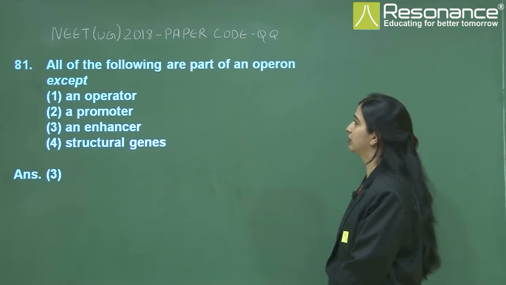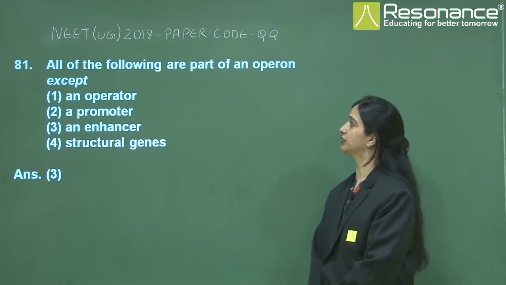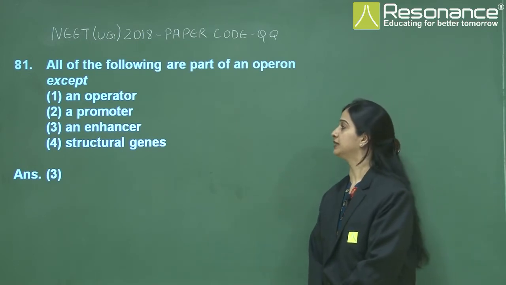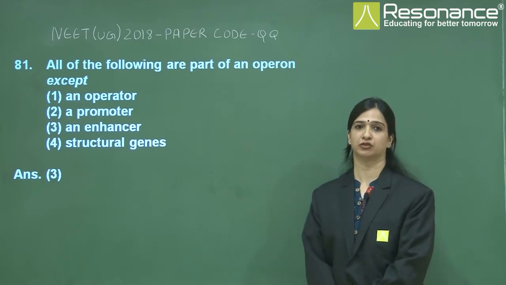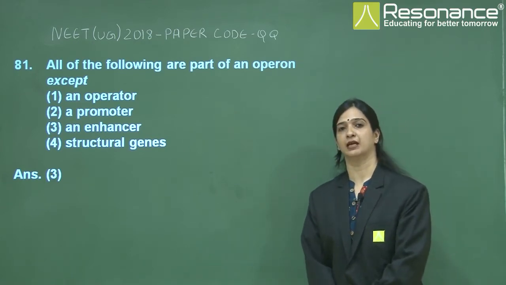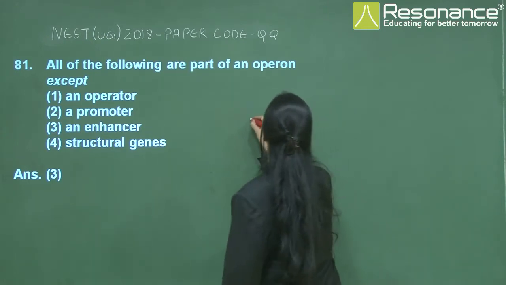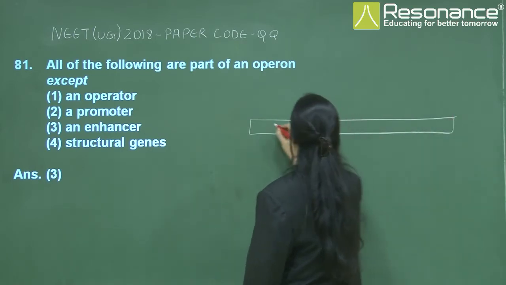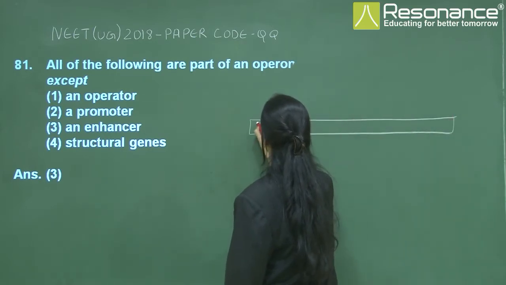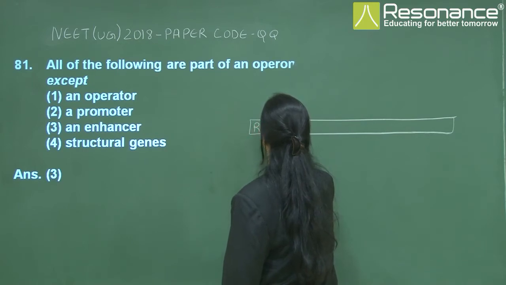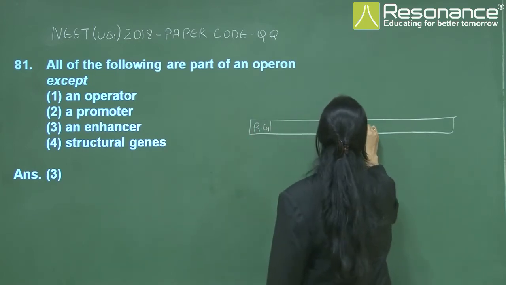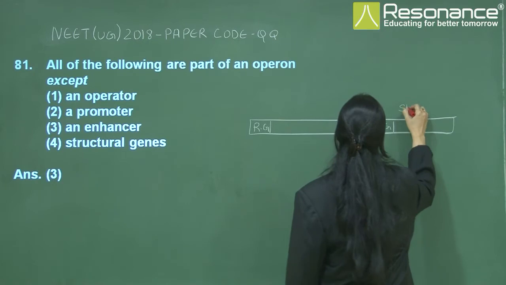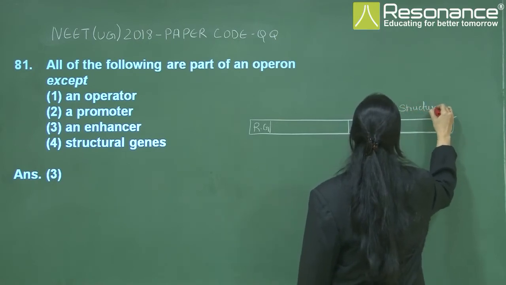Next, question number 81. All of the following are part of an operon except. First is an operator, second promoter, third enhancer, and fourth the structural genes. So here we can consider an example of lac operon. If we see the lac operon, operon means a series of genes are present here. First is present the regulatory gene, promoter gene, operator gene, and then there are present the structural genes.